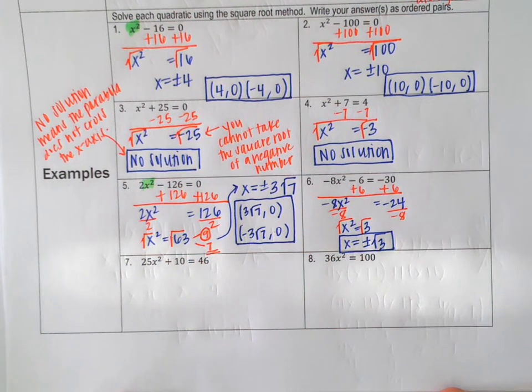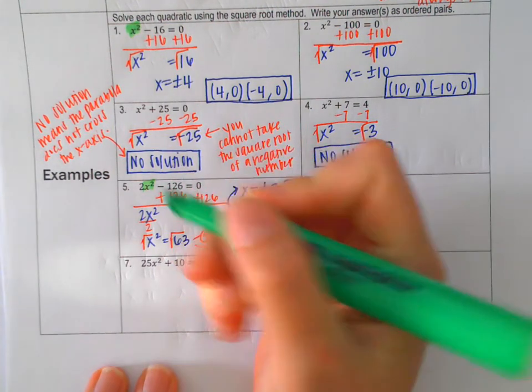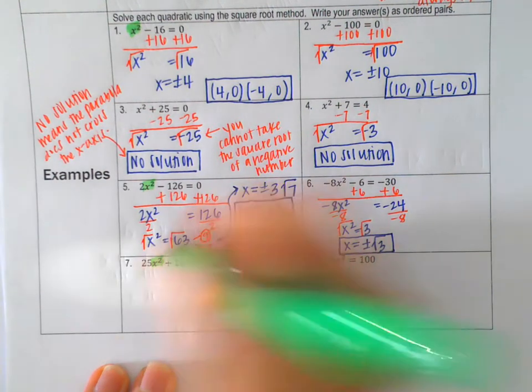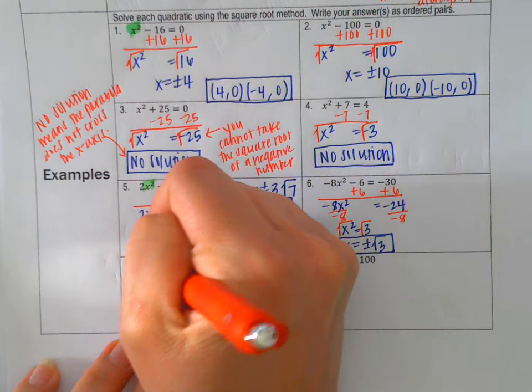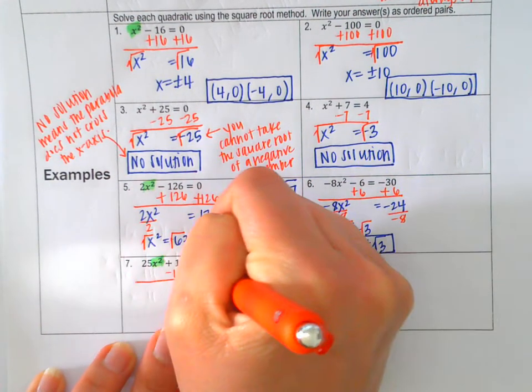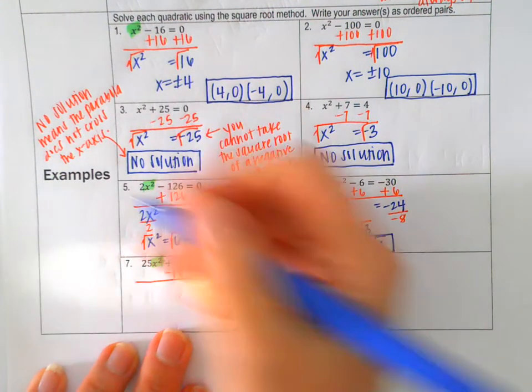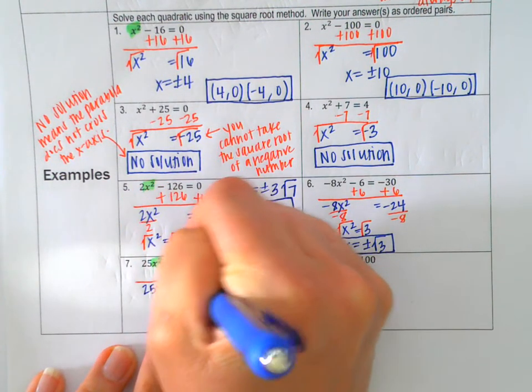Okay, let's look at 7. Only have 2 more, and then we're done. So number 7, same thing. We're always trying to get x squared by itself. So my first step is to subtract 10 from both sides, and I get 25 x squared equals 36.